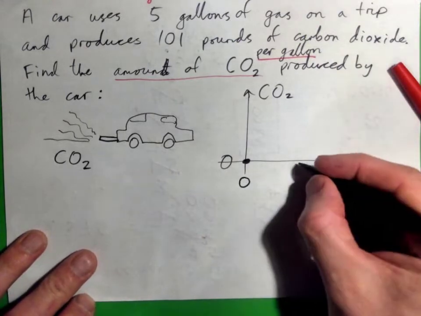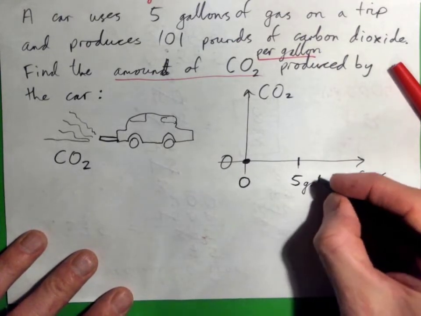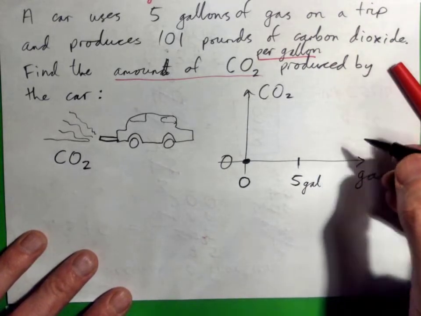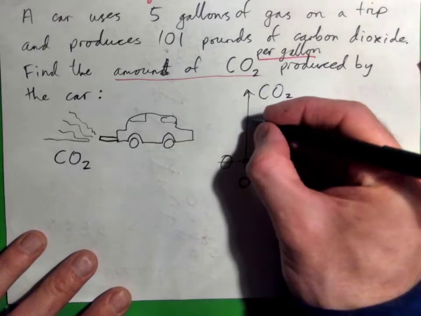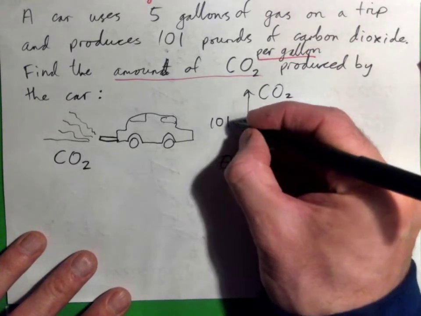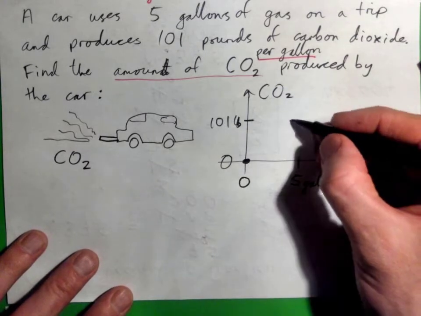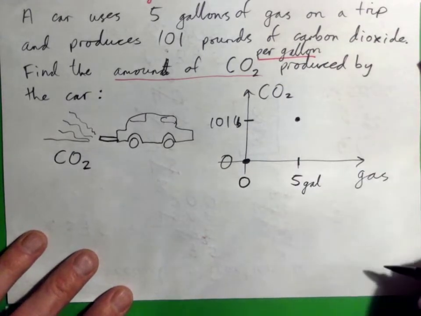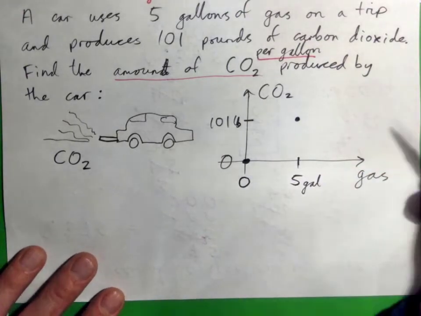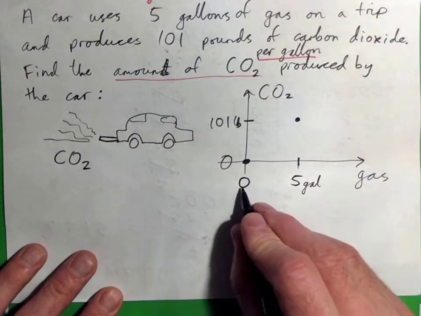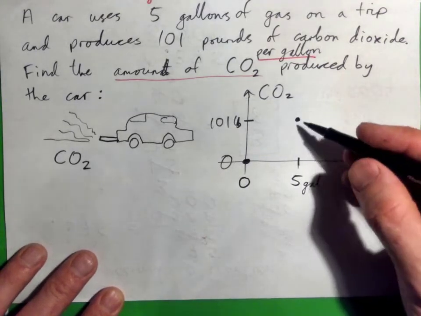What we're told is that if we burn 5 gallons of gas, how much carbon dioxide comes out of the tailpipe? 101 pounds. Good. Okay? And that is like this point here on the graph, right? Now, if I don't turn the car on, I have no gallons of gas and no carbon dioxide, right? If I do burn 5 gallons, I got that.